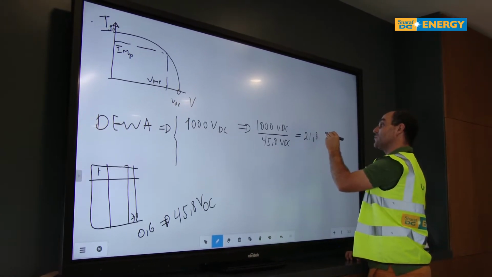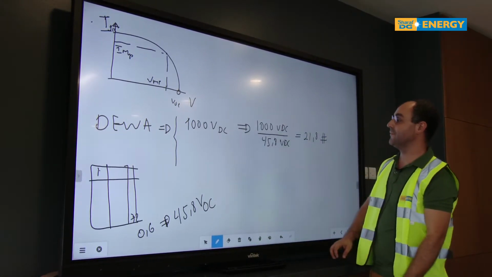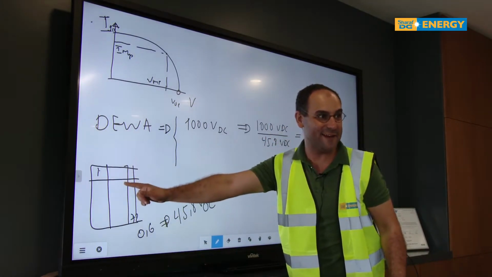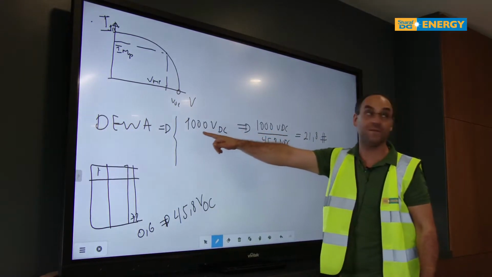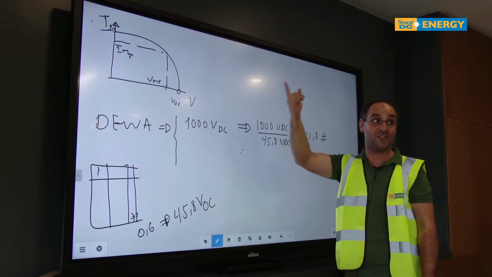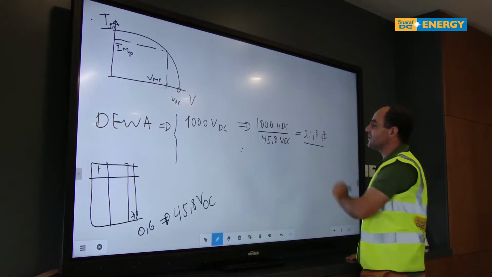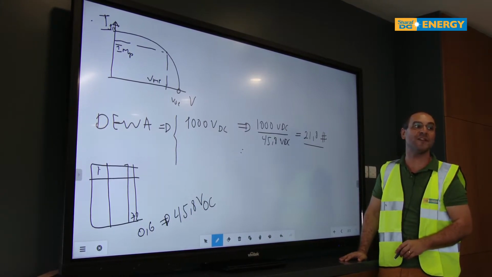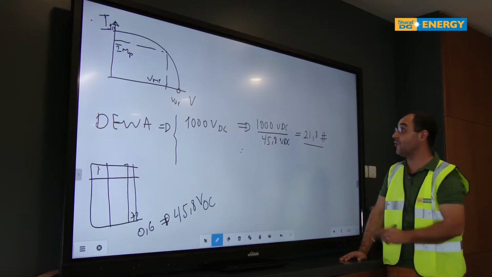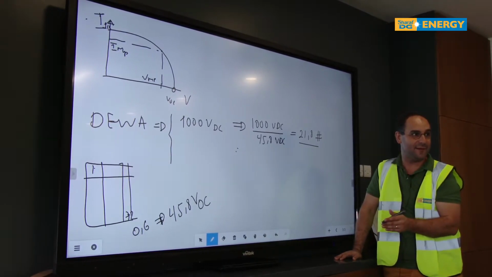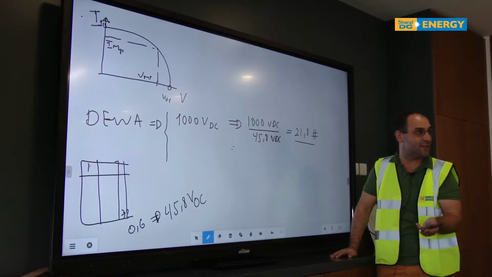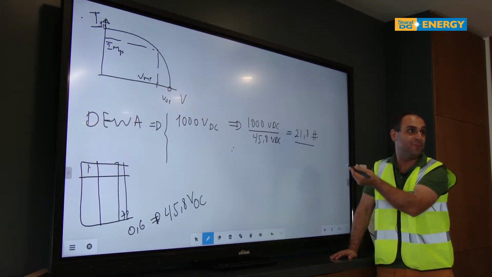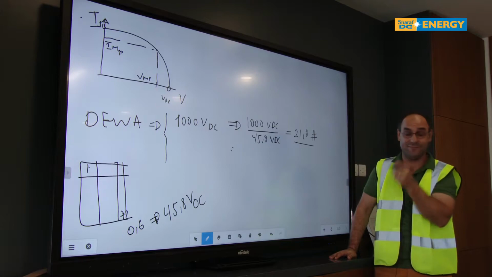21.8 solar panels, right? If this is the characteristic of one module, and my limit from DIWA is 1000 volt, I cannot cross it, then the maximum number of panels in a series will be 21.8. Of course, we cannot cut a panel into 3/4 or 80% and then install it. So we should take a decision: we go 22, or we go 20, or 21. Could be 21.